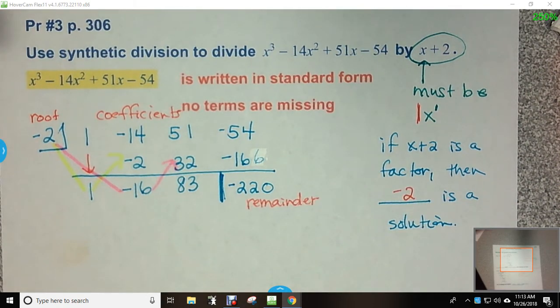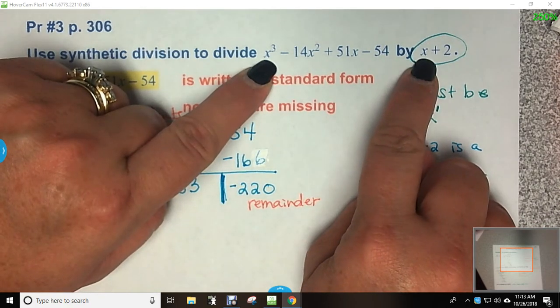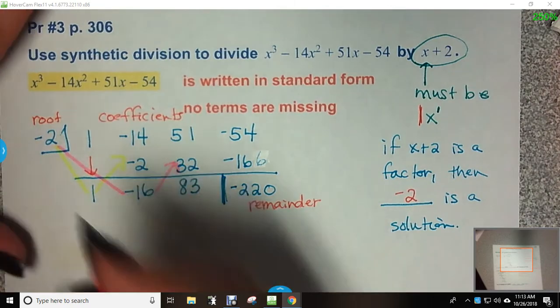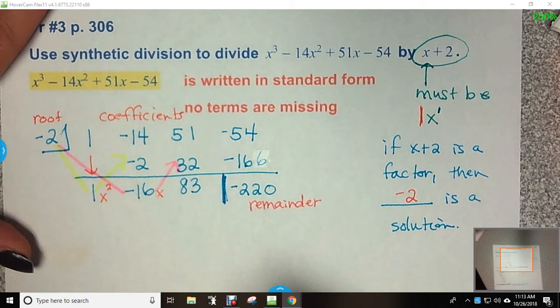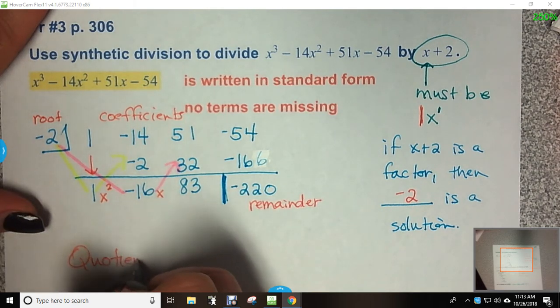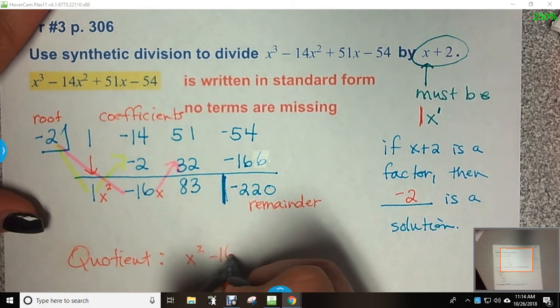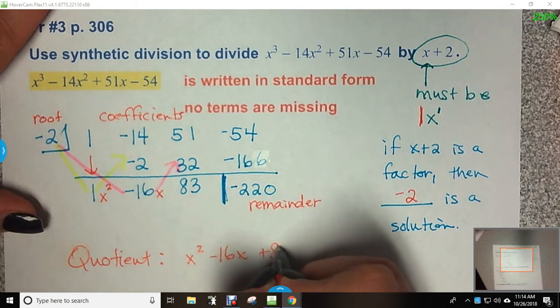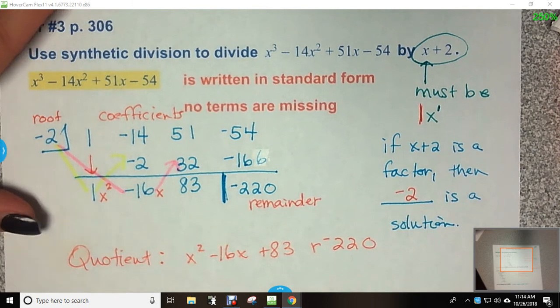Now, how do we write the polynomial part of our answer? Think about what we've actually done. We divided x to the third by x. What do you get? X squared. So my first term here is x squared. The next one is x to the first. So my quotient is x squared minus 16x plus 83, remainder negative 220.